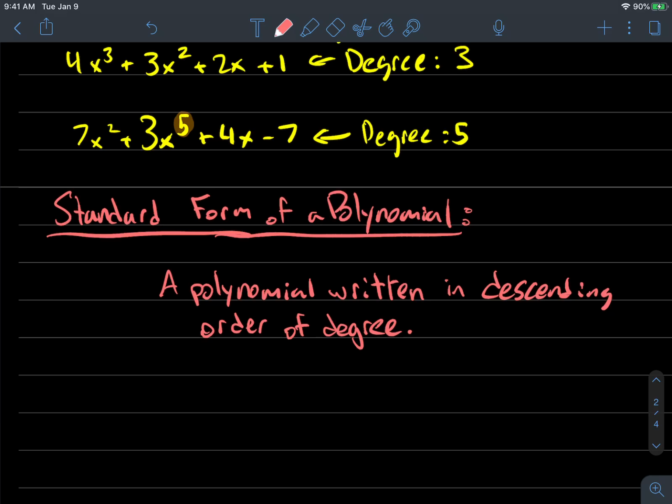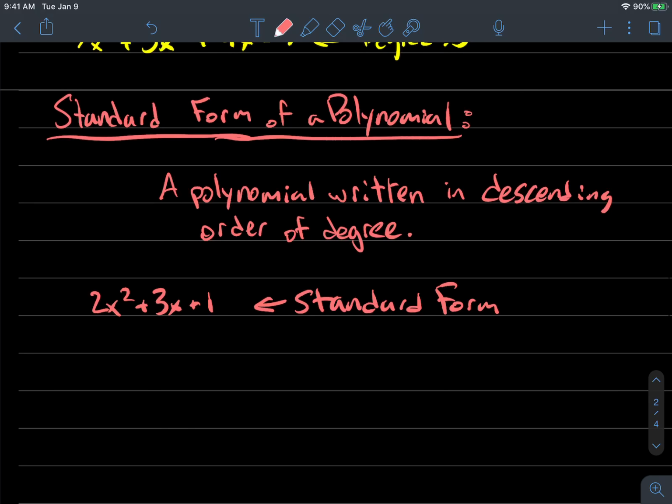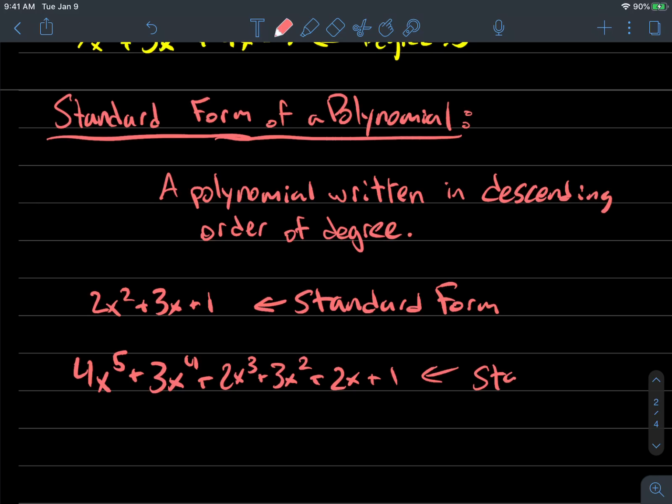What does that look like? It's pretty straightforward. Let's say you have 2x squared plus 3x plus 1. This is standard form. We put the highest powers first. So let's say we have 4x to the 5th plus 3x to the 4th plus 2x cubed plus 3x squared plus 2x plus 1. This is also standard form.